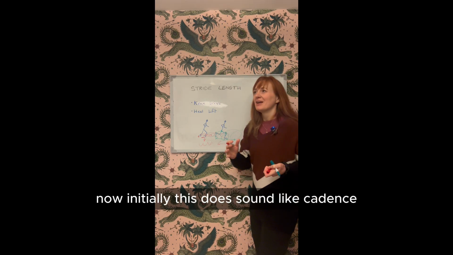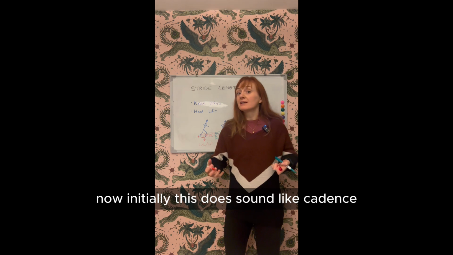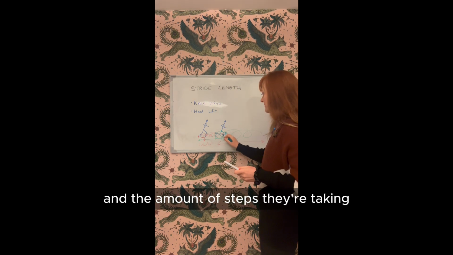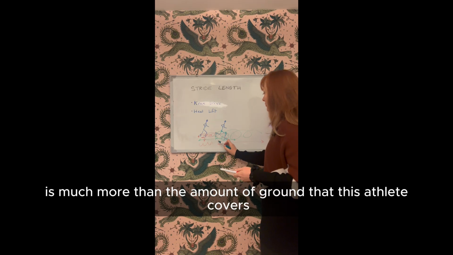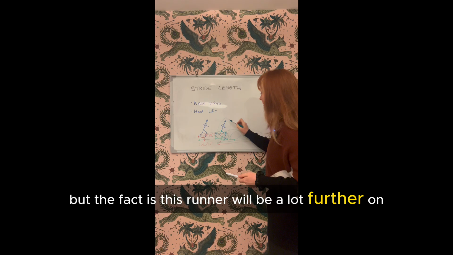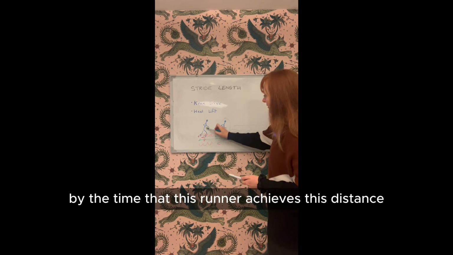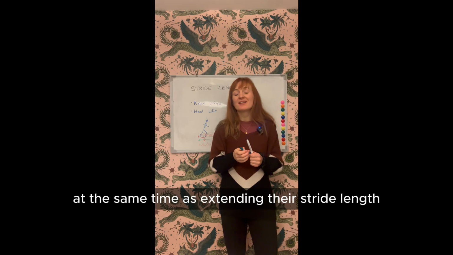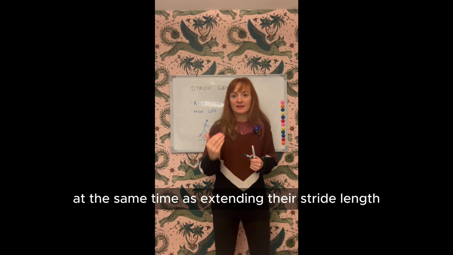Now initially this does sound like cadence, because you might see the amount of ground that this athlete covers and the amount of steps they're taking is much more than this athlete, and their amount of strides are a lot less. But the fact is this runner will be a lot further on by the time that this runner achieves this distance. They are keeping up their cadence at the same time as extending their stride length.